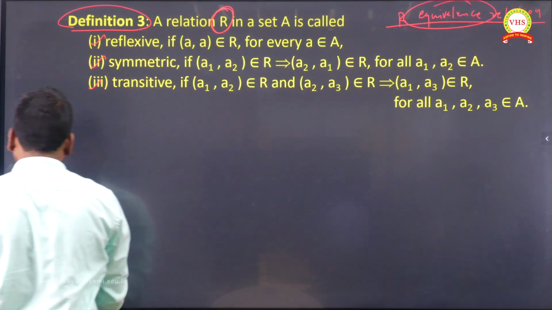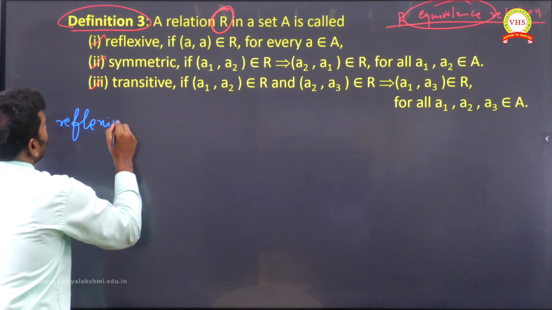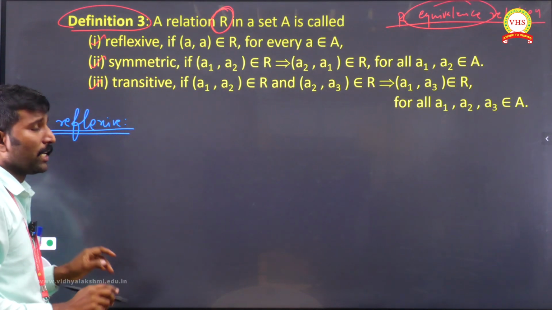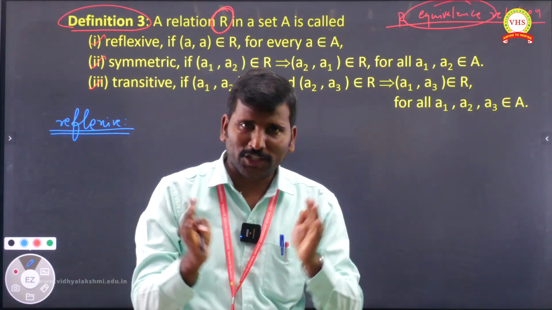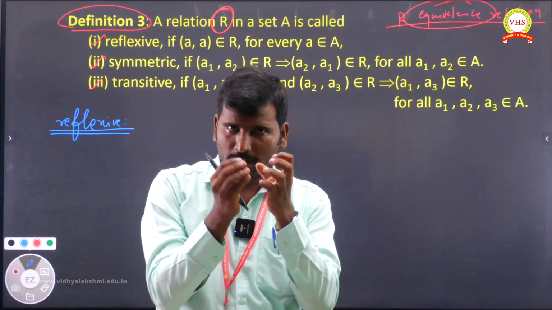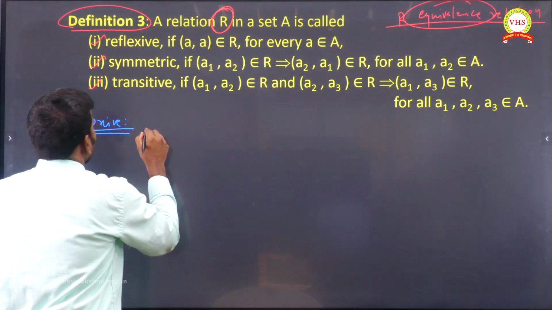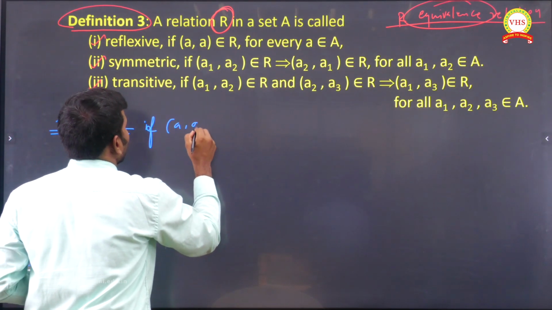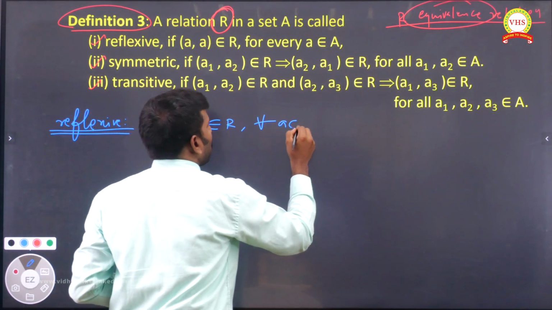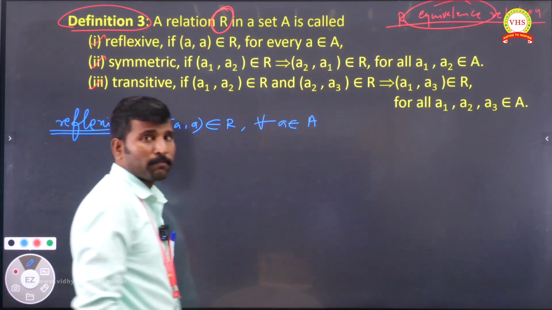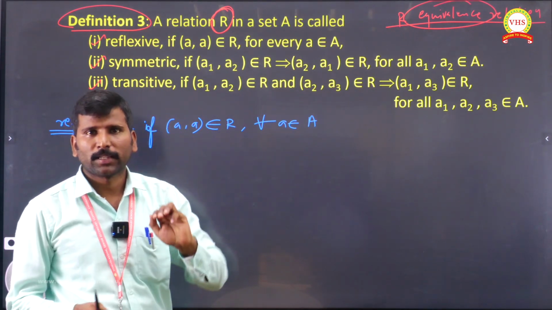First, reflexive in the sense what? Reflexive. Listen carefully, we have to take one element. If you make a Cartesian product, that pair should belong to the relation R. For example, (a, a) should belong to R, for all a belonging to A. Small a denotes an element, capital A denotes a set. Understand?